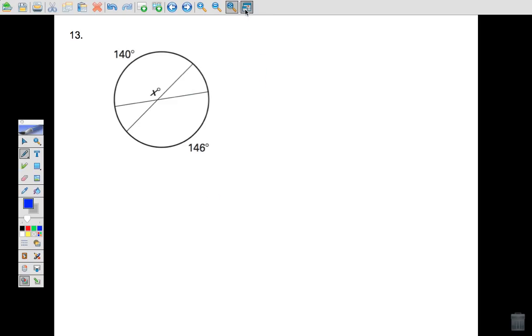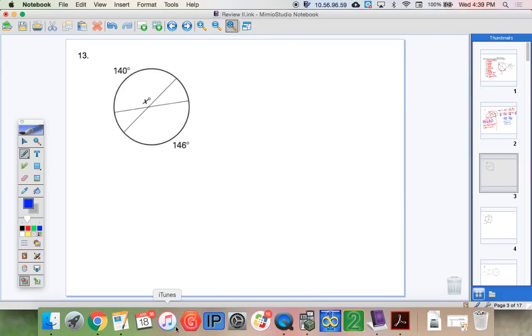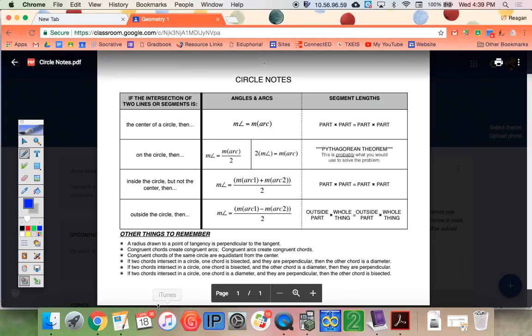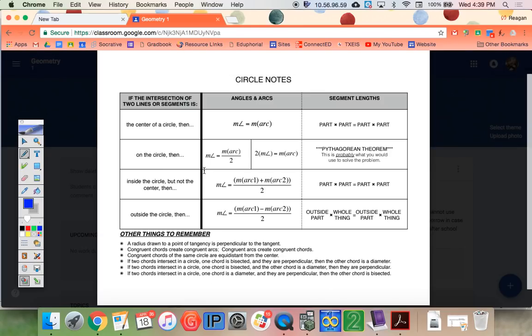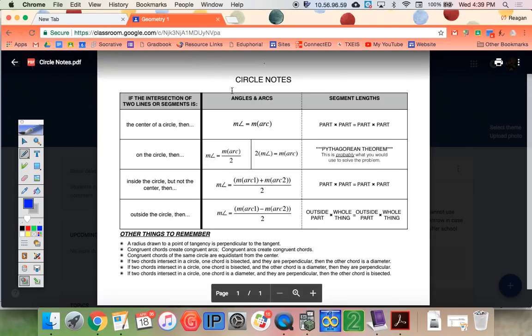Okay, now one thing I am letting you use on your test is these circle notes. They are on my website. You can print them off. You have to have your own copy. You cannot use anyone else's. So if you don't have them, you better print them. So arcs and angles is what we're dealing with if we're dealing with degree measures.